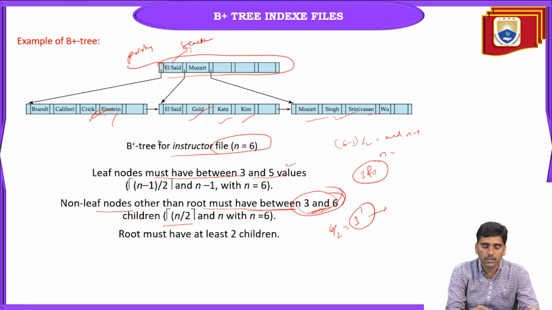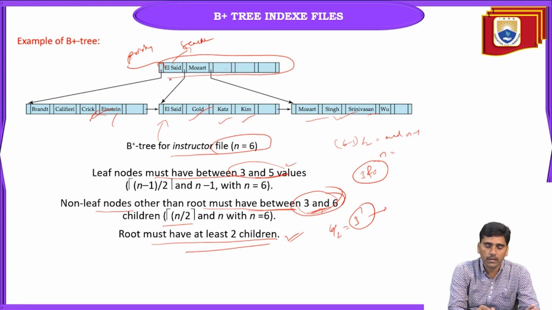But here from this diagram, we can say that the root node has the leaf nodes, and the leaf nodes must be between 3 and 5 values. And the root must have at least 2 children.